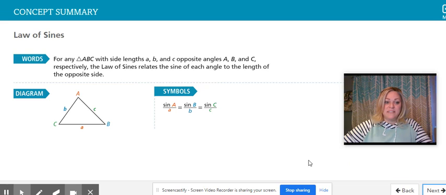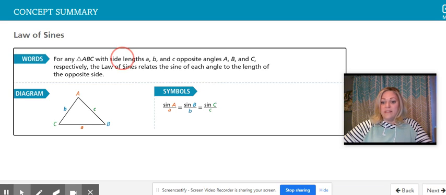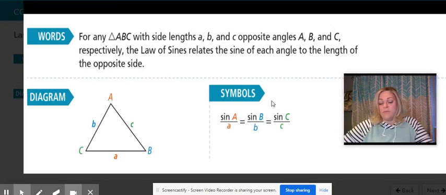Overall, here is the concept summary. In words, these words explain what the law of sines is. What does it mean? What is it? But the bottom line is right here. The sine of any angle over the side opposite is equal to the sine of any other angle over the side opposite, sine of any angle over the side opposite.